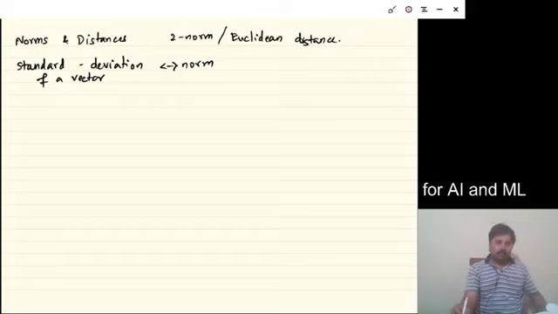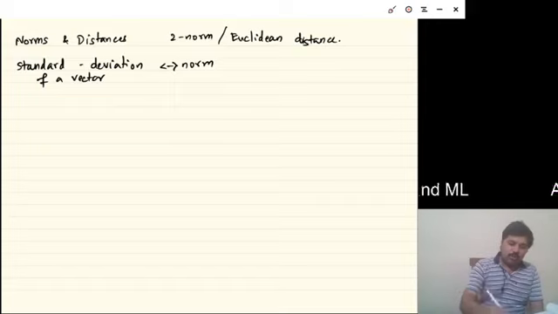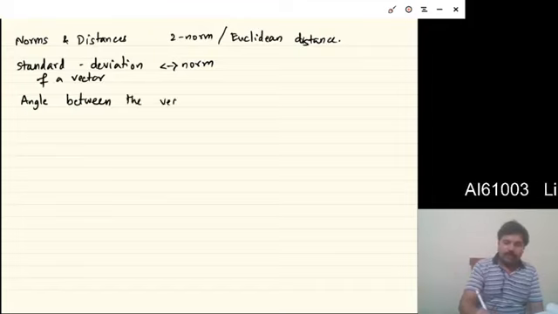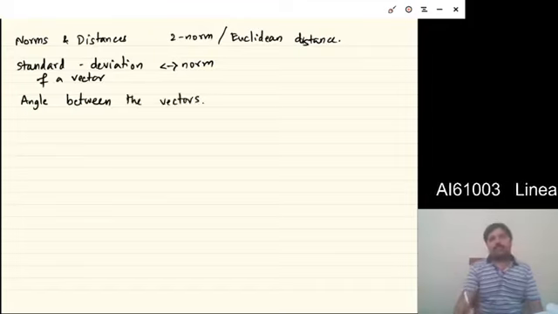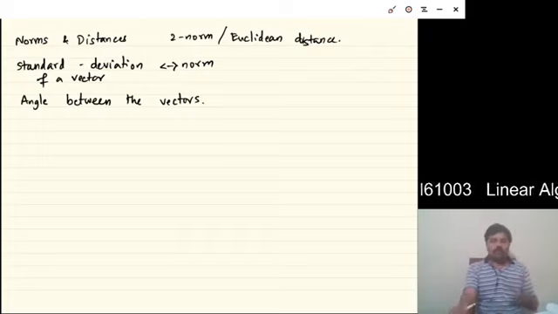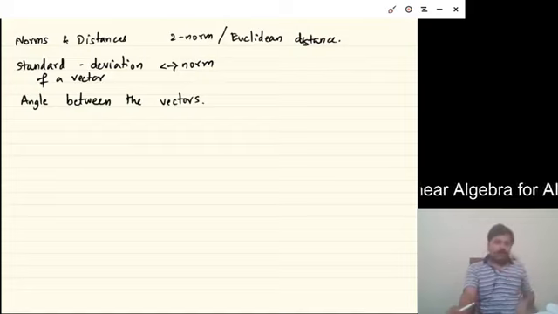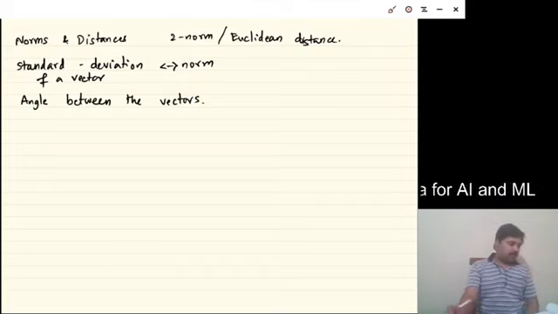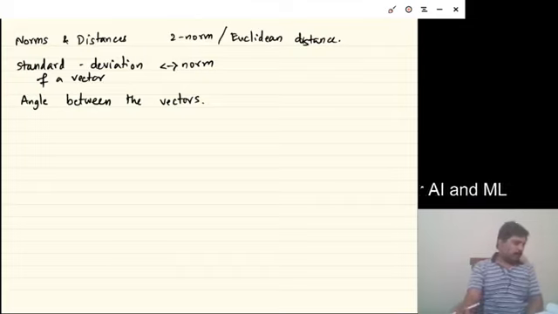Standard deviation of a vector and its relation with norm and inner product. And another important concept that we want to cover today is the angle between vectors. This concept of angle between vectors is going to be used to define one more type of similarity, which is different from the similarity that we were talking about yesterday, which was based on the distance between two vectors, distance coming out of the Euclidean norm. So that's the agenda for this lecture.